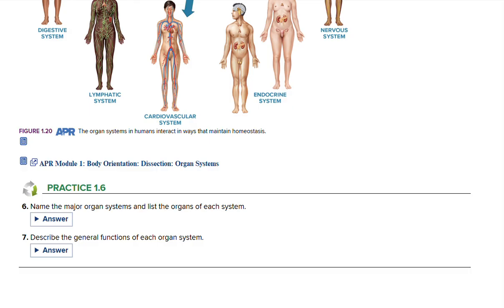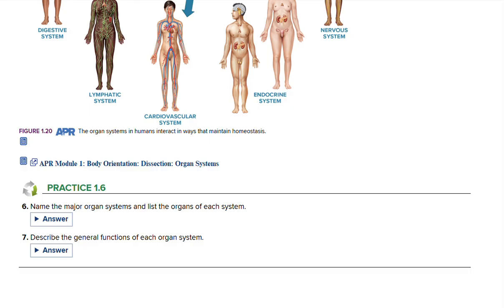Endocrine system, endocrine glands, pituitary gland, thyroid gland, parathyroid glands, adrenal glands, pancreas, ovaries, testes, pineal gland, and thymus. Cardiovascular system, heart, arteries, veins, capillaries. Lymphatic system, lymph nodes, thymus, and spleen. Digestive system, mouth, teeth, tongue, pharynx, esophagus, stomach, small intestine, large intestine, salivary glands, liver, pancreas, and gallbladder.